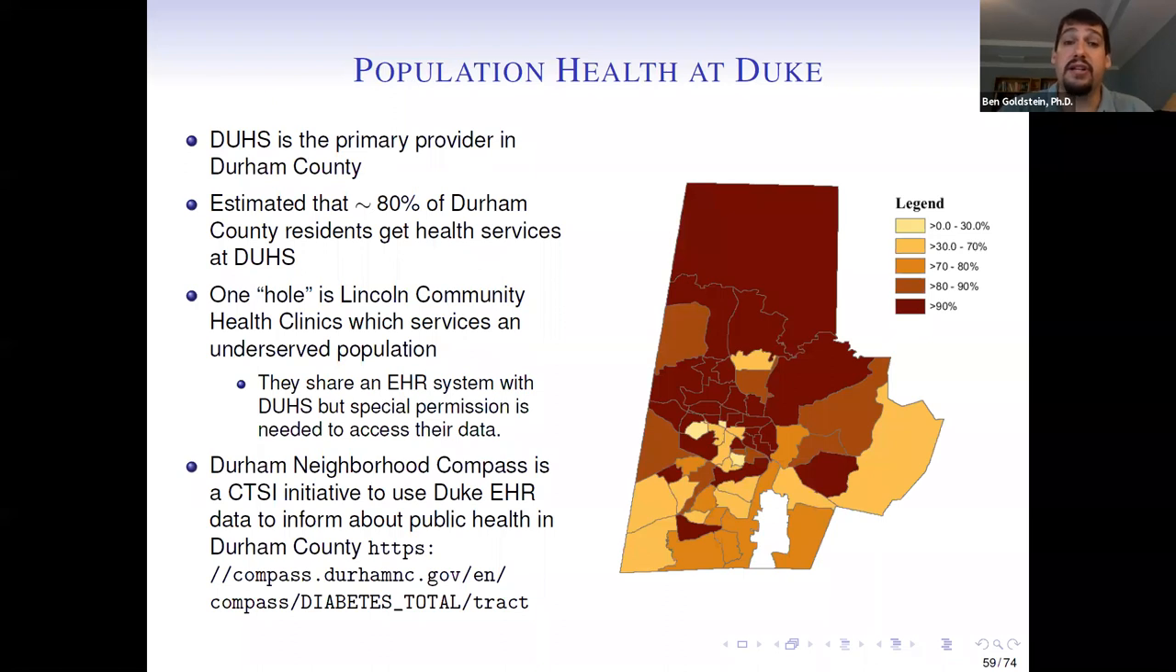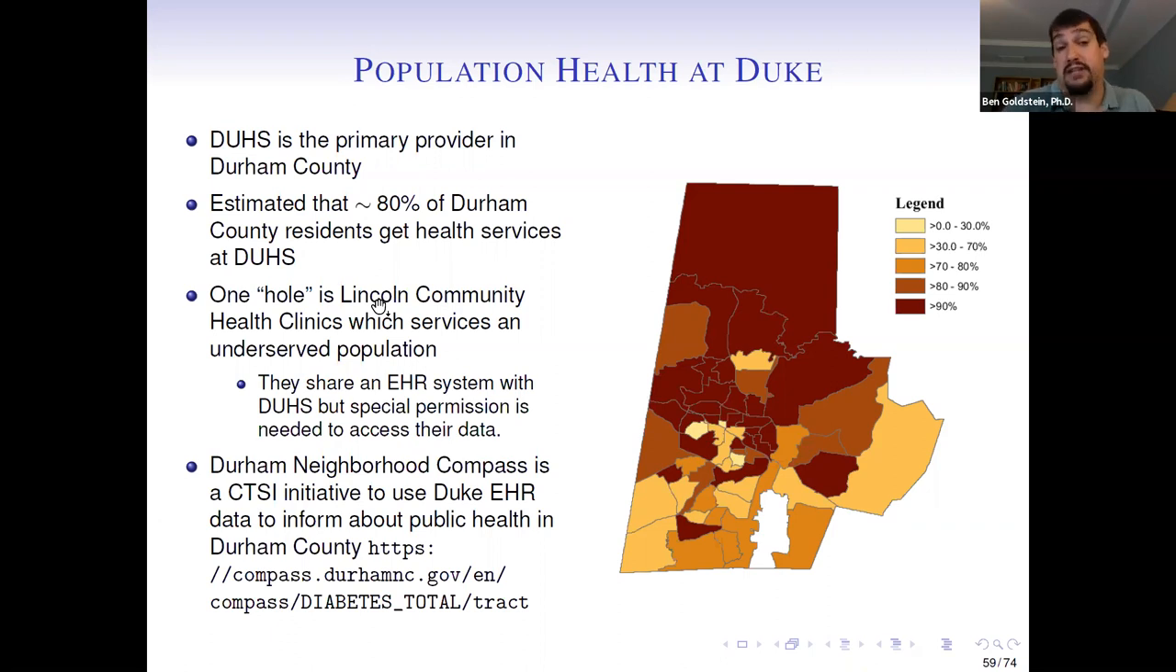These data are also really exciting from a population health standpoint. DUHS is the primary provider of health services in Durham County. This is work with a graduate student of Giovanna's, Allison Stoldy, where we've estimated that about 80% of Durham County residents, particularly children, get their health services at DUHS. This is a map based on census tract of coverage.